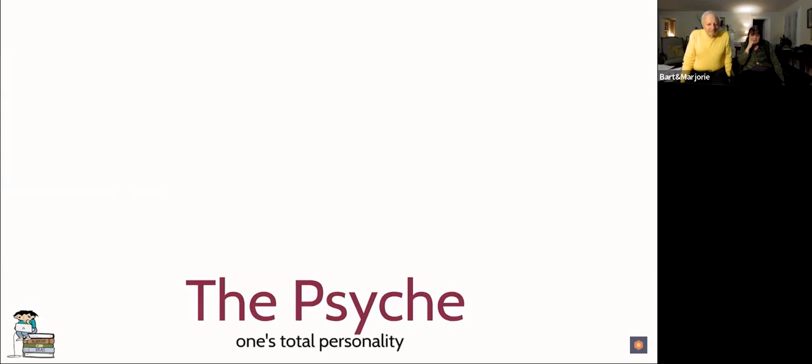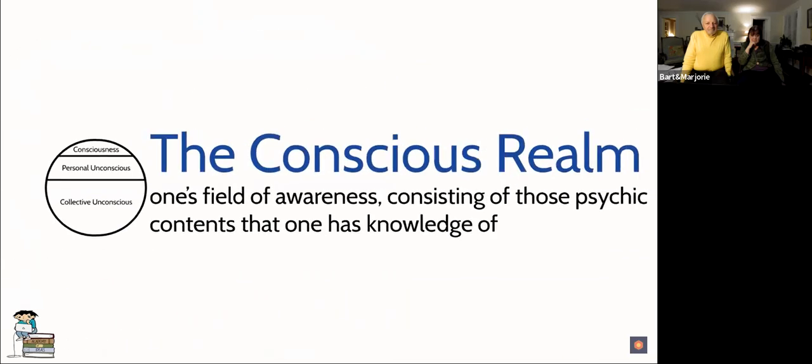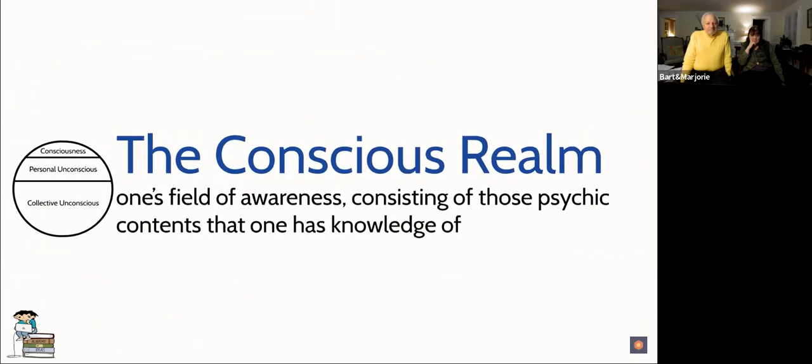Jung described the psyche as one's total personality, encompassing all one's thoughts, behaviors, feelings, and emotions. Jung divided the psyche into three major realms: consciousness, the personal unconscious, and the collective unconscious. These three realms are not closed off from one another, but constantly interact in a compensatory manner. The conscious realm is simply one's field of awareness, consisting of those psychic contents that one has knowledge of. In other words, any experience that enters one's field of awareness takes on the quality of consciousness.